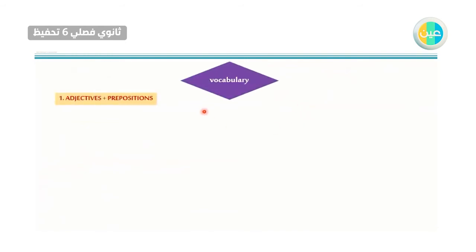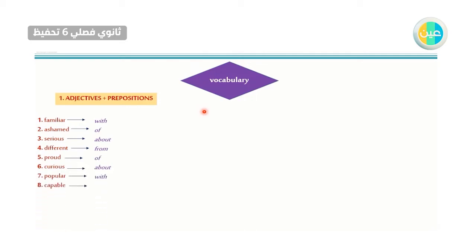Here we have vocabulary. Number one, adjectives plus prepositions. So see here: familiar with, to; ashamed of; serious about; different from; proud of; curious about; popular with; capable of. See this example: Young man, you should be ashamed of yourself. Talking to your classmates like that is unacceptable.